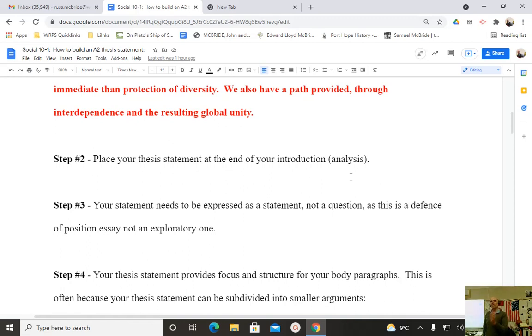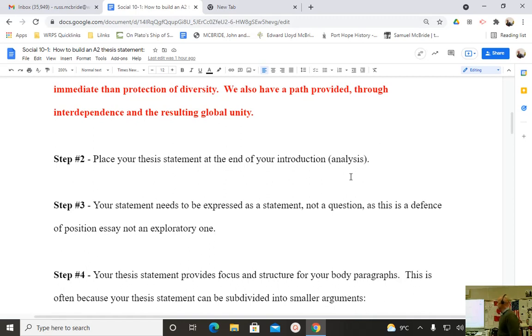Now, before you do your thesis statement, you could internalize the tension created by the source by asking some questions, but ultimately answer those questions through your statement. So you have a statement, not a question. It's a thesis statement, not a thesis question. So in social studies, in a defensive position essay, it's not an exploratory essay with a thesis question, it's a thesis statement, and please have it as the last sentence of the introduction of your analysis. That's where it belongs.